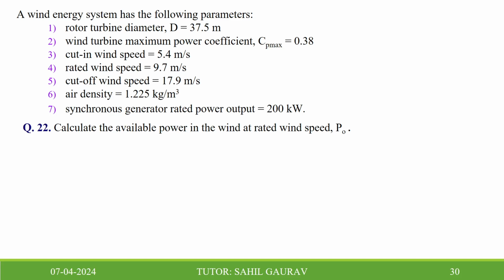A wind energy system has the following parameters. Rotor turbine diameter D is given as 37.5 meter. Wind turbine power coefficient is given as 0.38. Cut-in wind speed is given as 5.4 meter per second. Rated wind speed is given as 9.7 meter per second. Cutoff wind speed is given as 17.9 meter per second. Air density is given as 1.225 kg per meter cube. Synchronous generator rated power output is 200 kilowatt. Calculate the available power in the wind at rated wind speed, P naught. You have to find P naught.